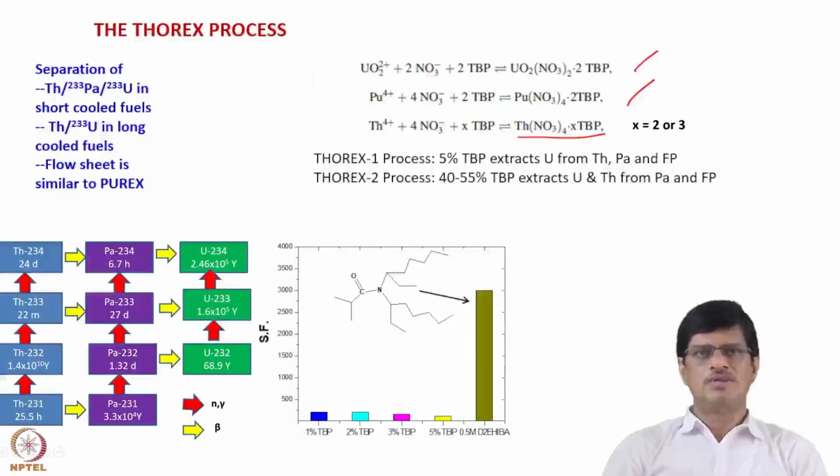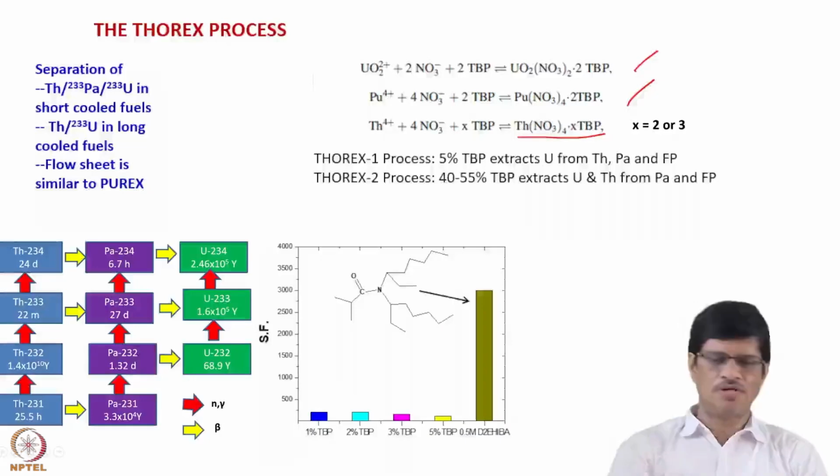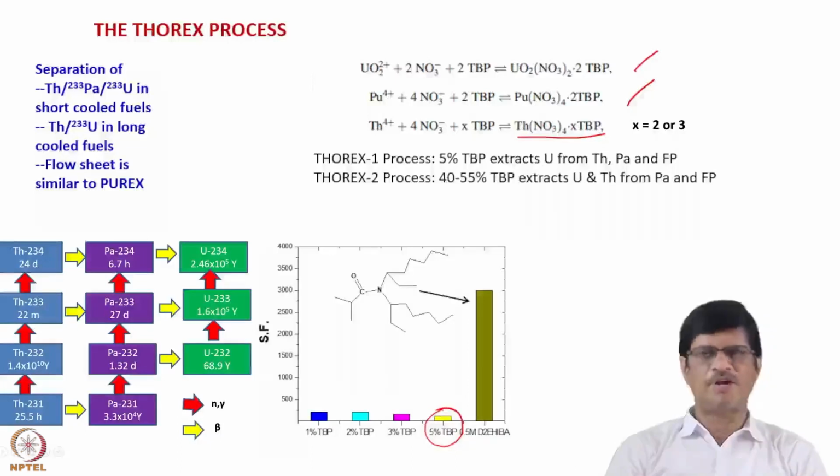However, the separation factors obtained in these TBP based separation processes are relatively low. As shown in this figure, it is much less than 200, the separation factor, that is the distribution ratio of uranium divided by that of thorium.